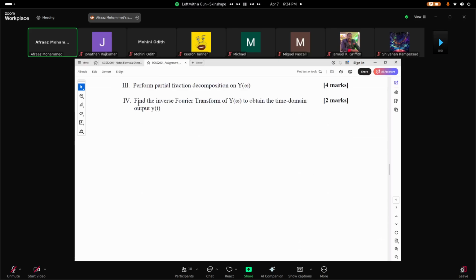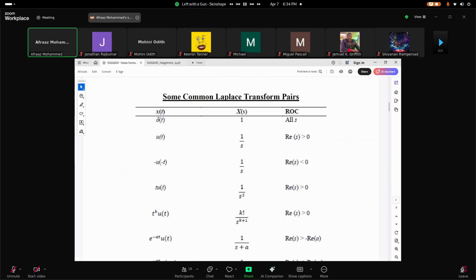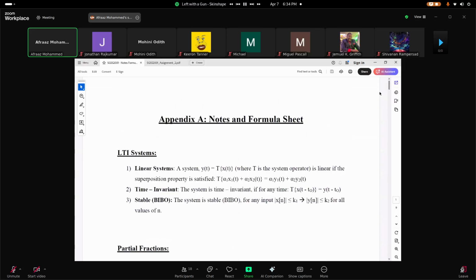Okay, the next thing I want to show you is the formula sheet. Is that showing now? Yeah. Okay. So, as I said, this is the notes and formula sheet information, right? In the exam, you will have this information.